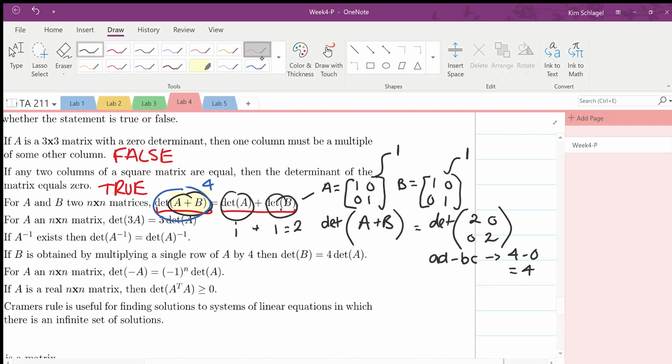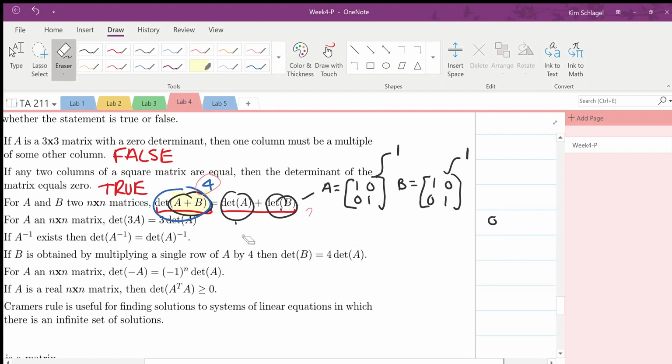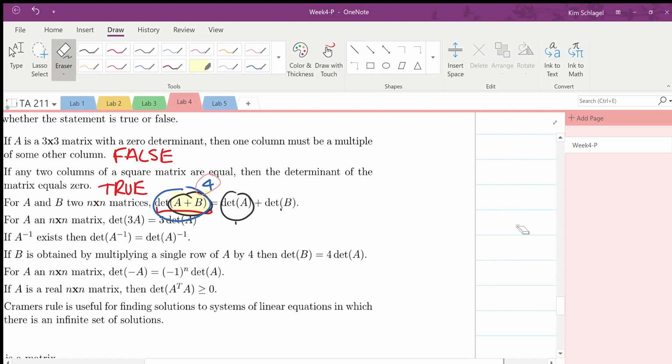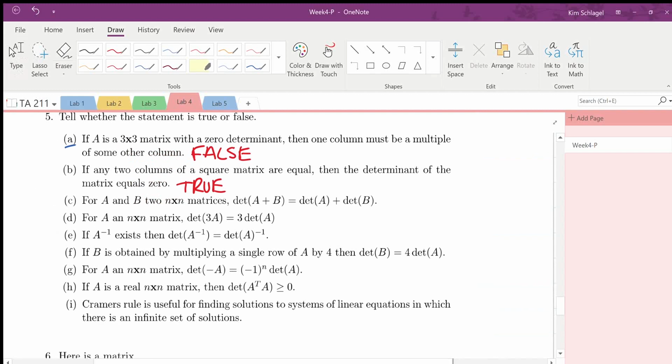So in this case, is it true that 4 is equal to 2? No, it's false. So we've proven by giving a counterexample that indeed this statement here is false. Okay. There's not much room for this question, so I'm just going to erase after I finish. But you guys should write this down, the reasoning.